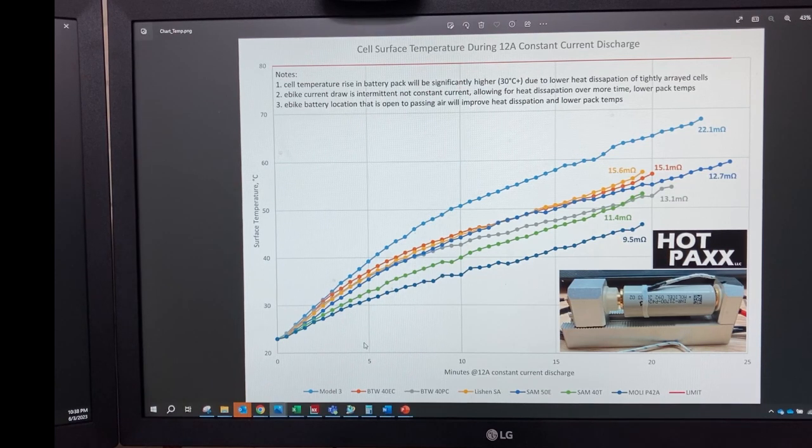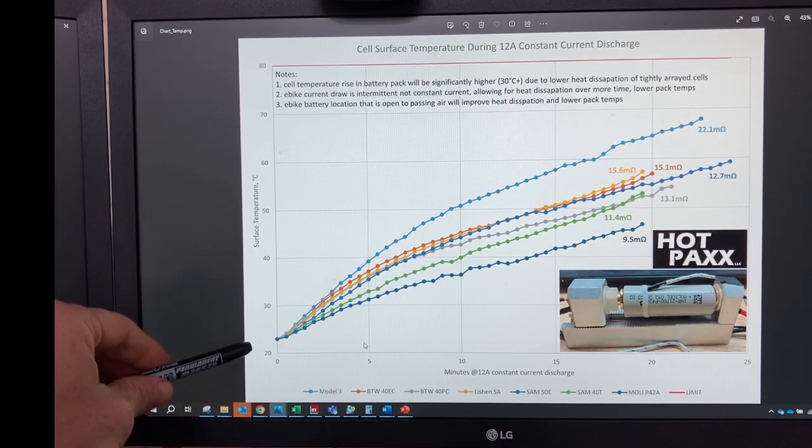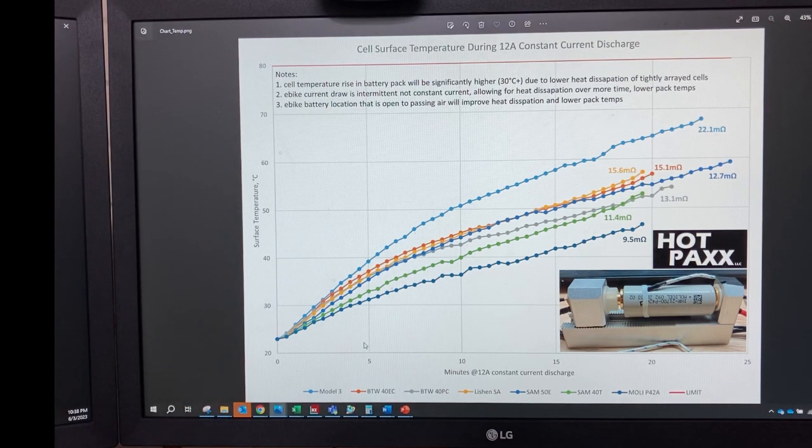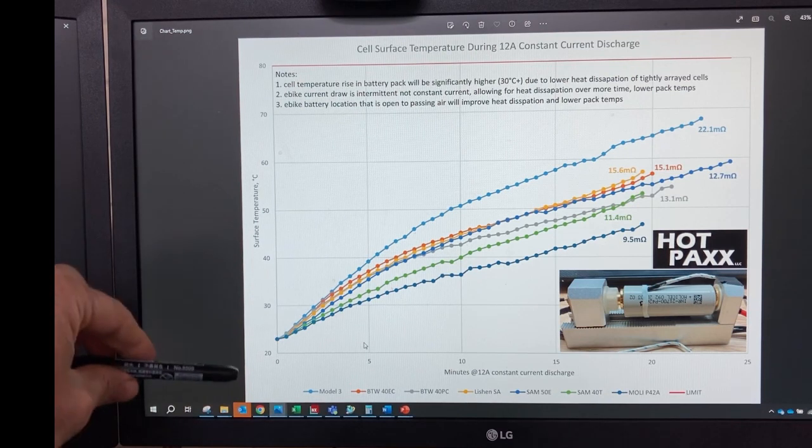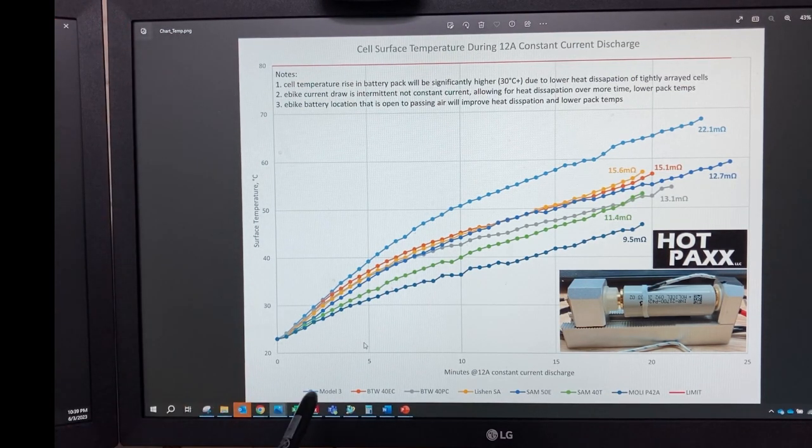We have the data. What I did was I collected temperatures every 30 seconds for all 7 of these cells. It's fair to note that the start temperature over here on the left-hand side was not the same for every cell. It was within a few degrees C. And so what I've done here for purposes of comparison is I've aligned them all or basically offset the curves so that they all start at the same 23 C temperature. And that's the y-axis over here, degrees Celsius. Over here is minutes at 12 amps constant current discharge.